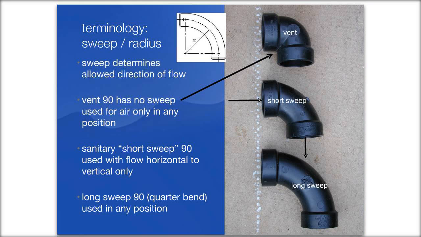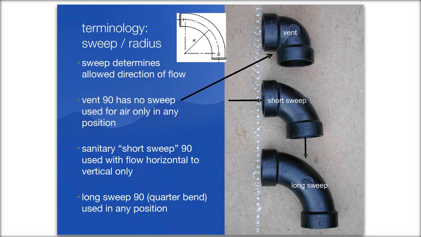The middle fitting is called a short sweep fitting, and it's only allowed to be used where the flow is coming horizontally and then dropping downwards vertically. So it's only for horizontal to vertical. It's called a short sweep or a sanitary fitting.